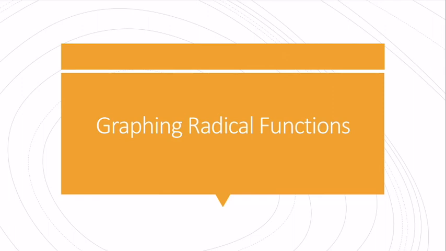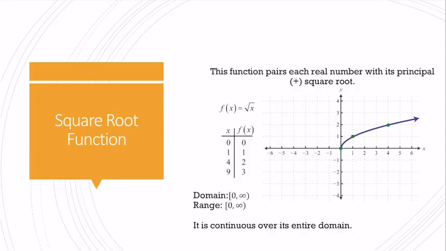Now I want to talk about graphing radical functions. So let's look at a couple very simple radical functions. We can see what these look like and figure out the best approach to graph them. So the first function I want us to look at is the square root function. This just takes the square root of x.